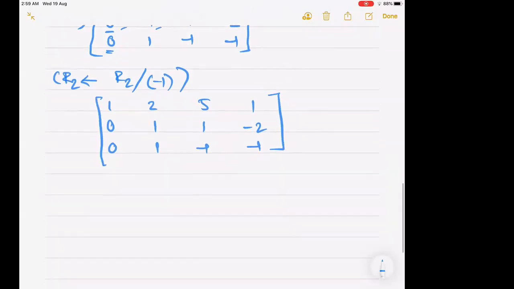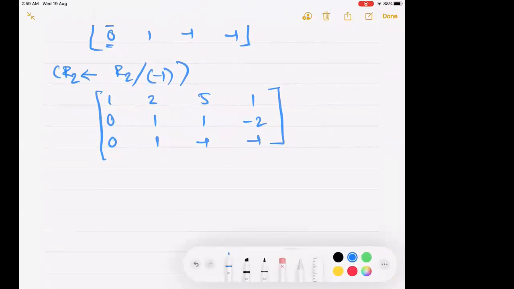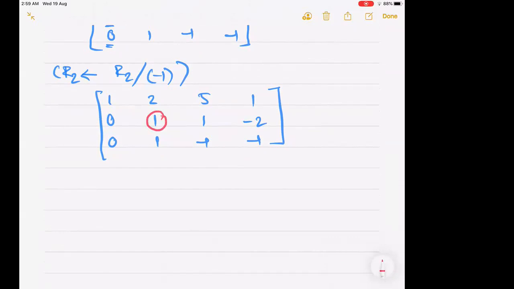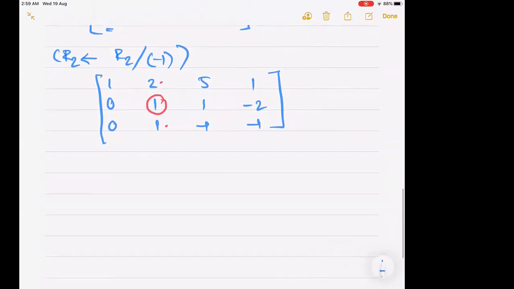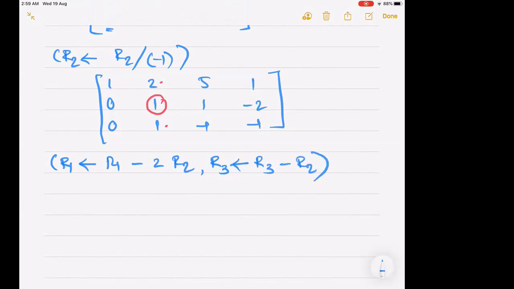Right? Now, the moment I have leading 1, I have to make the other entries in the column to be 0. What are those other entries? This is 1 and this is 1. These two entries I have to make 0. So how do I make these two entries 0? Well, of course, I change row 1 by row 1 minus 2 times row 2. And then I'm going to do this in one shot, but I don't encourage that. For you, you should try it step by step. I also change R3 by R3 minus R2. Okay, see what happens.